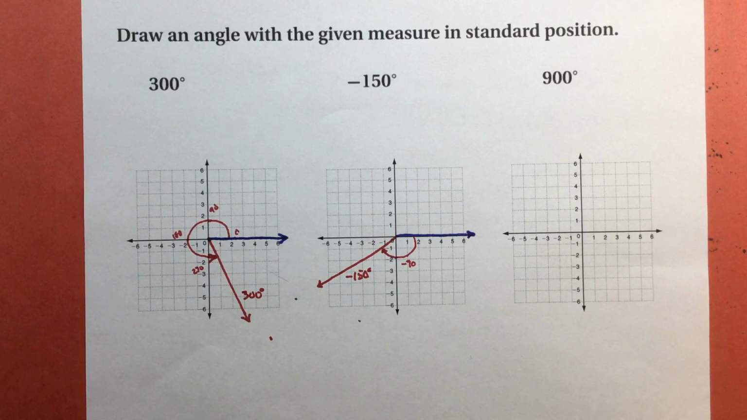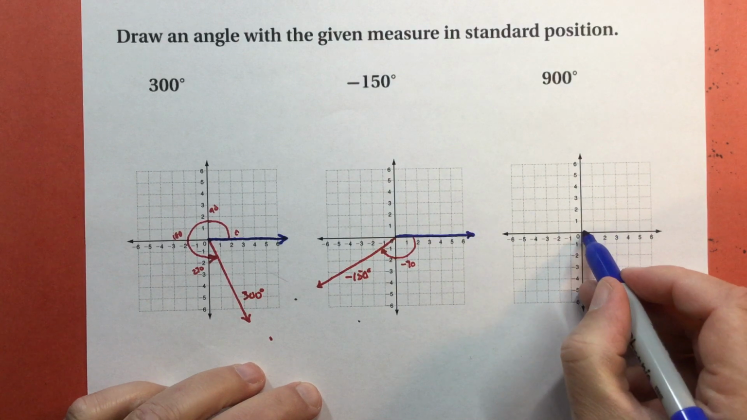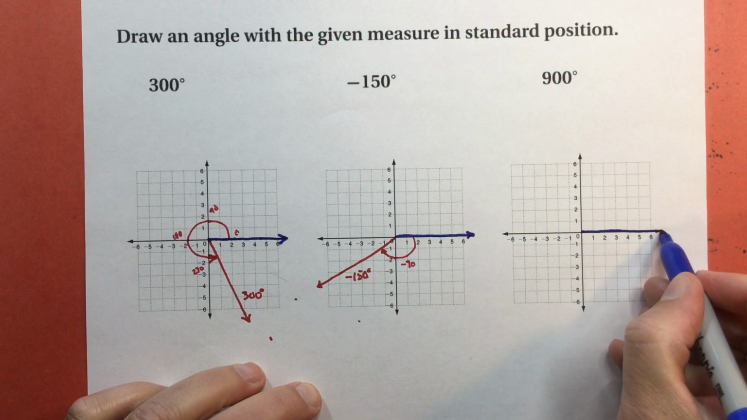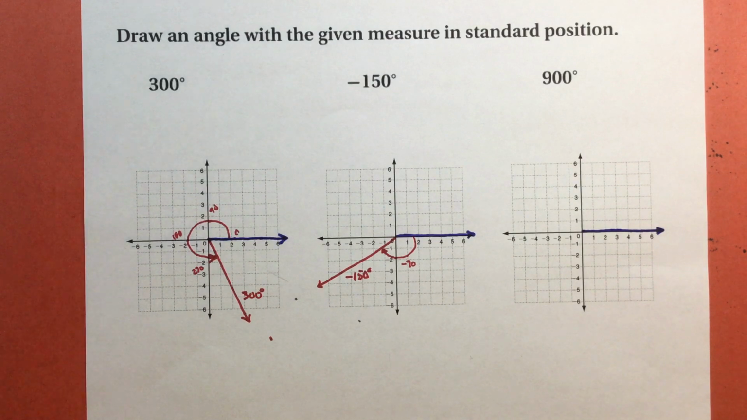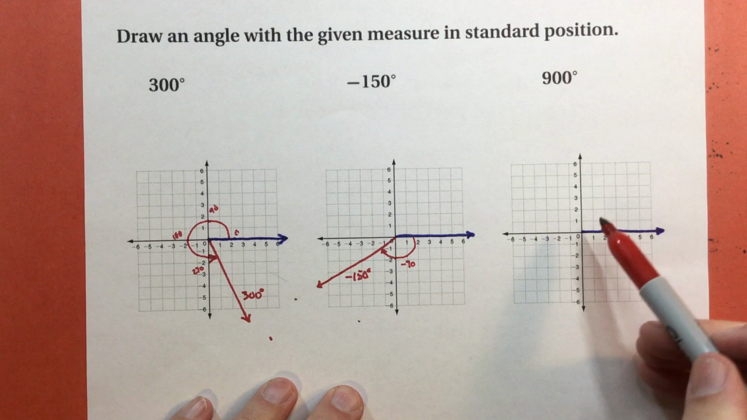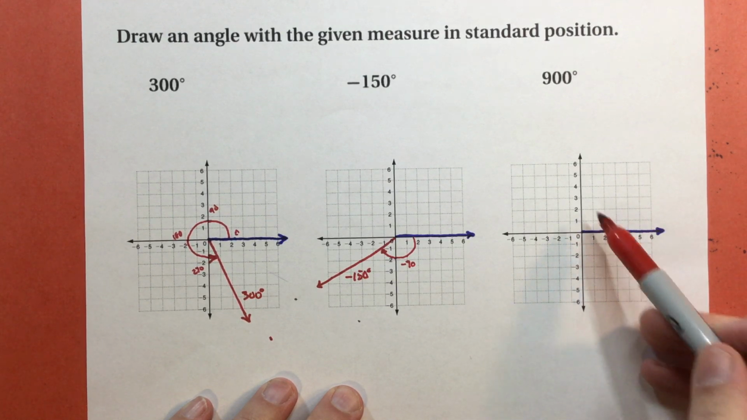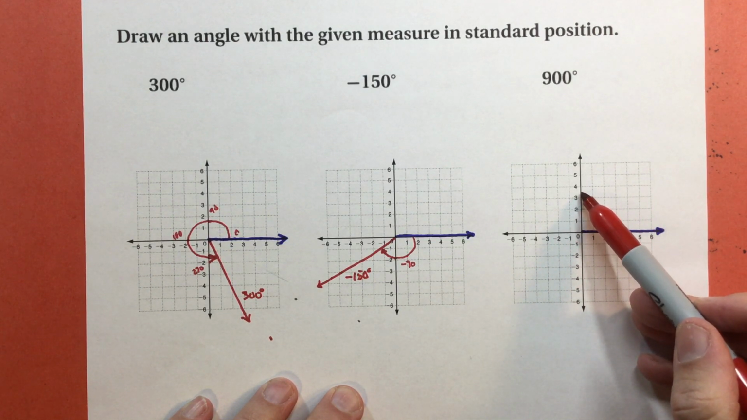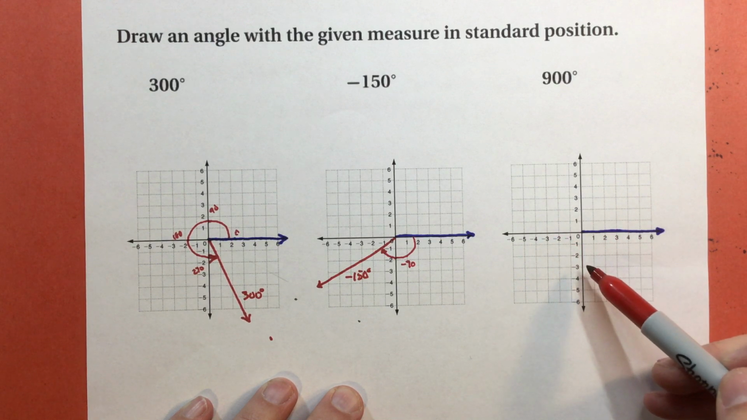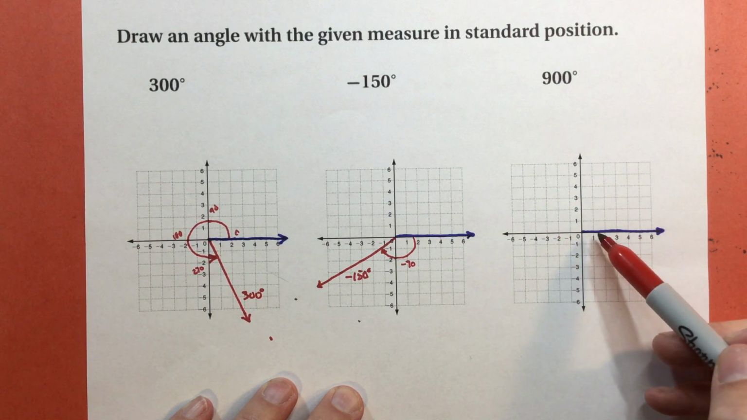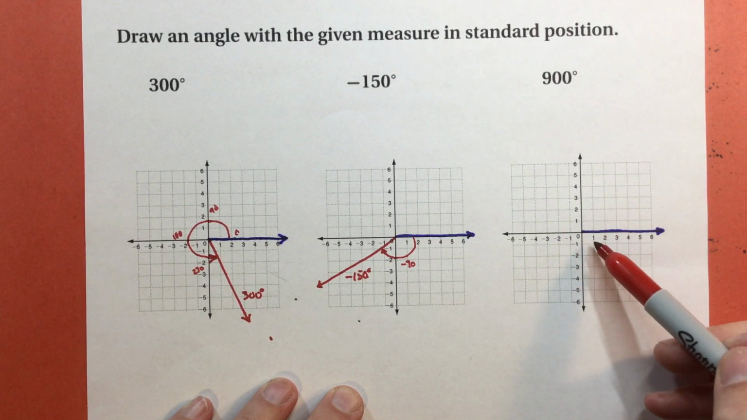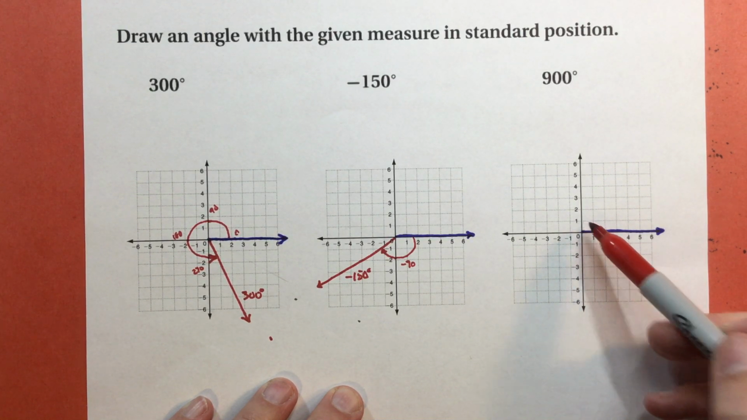Finally, for the last one, 900 degrees. Now, the one thing you should notice right off the bat is that 900 is bigger than 360. So I'm going to start the same thing. I've got my initial side here that I drew in blue. Now, let's think about this. Each time I go past one of these parts of the axes, the upper y-axis, the left x-axis, the lower y-axis, the right x-axis, I'm going to go 360 degrees for the whole thing, but that means each time I'm going to go 90.